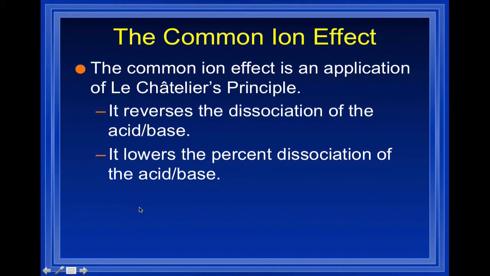All right, the common ion effect is an application of Le Chatelier's principle, which is what we talked about before. So we're stressing this equilibrium system and it has to come to a new equilibrium. In general, though, it's going to reverse the dissociation of the acid or the base, whatever we're looking at. It's going to cause less of what we have to dissociate because there's already an ion there. It's going to shift the equilibrium to the left. It's also going to lower the percent dissociation.